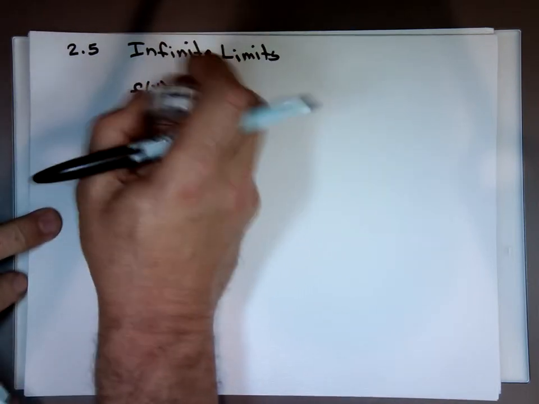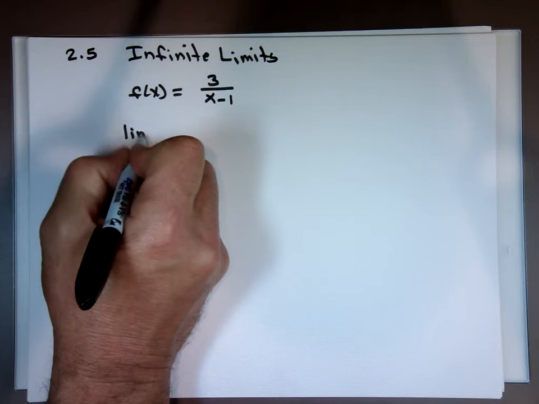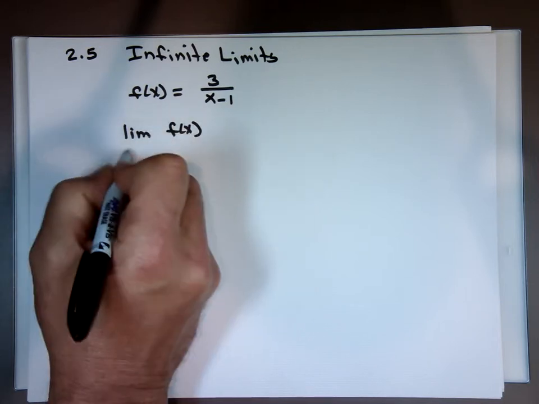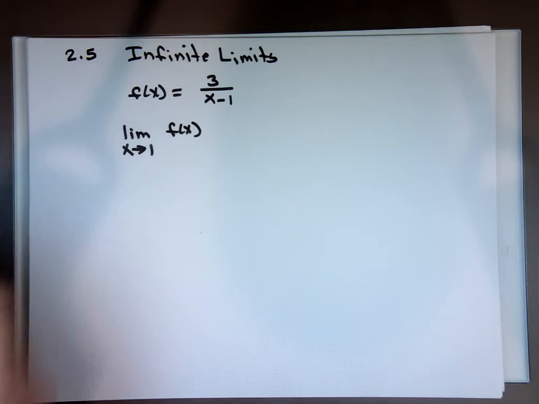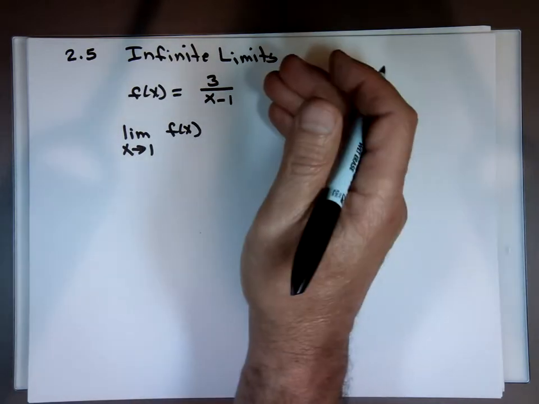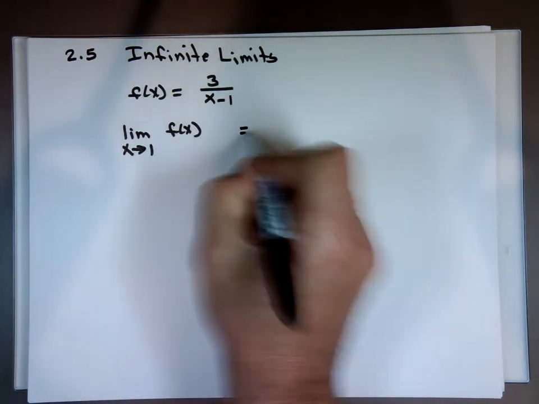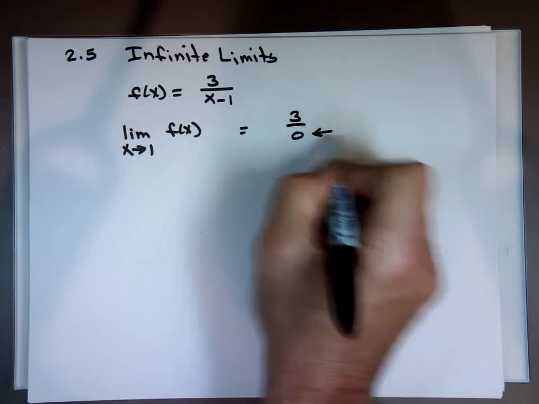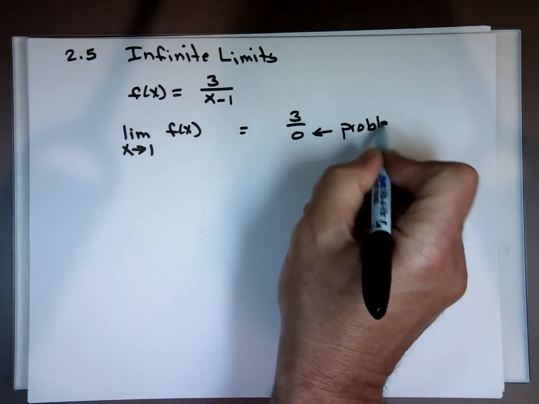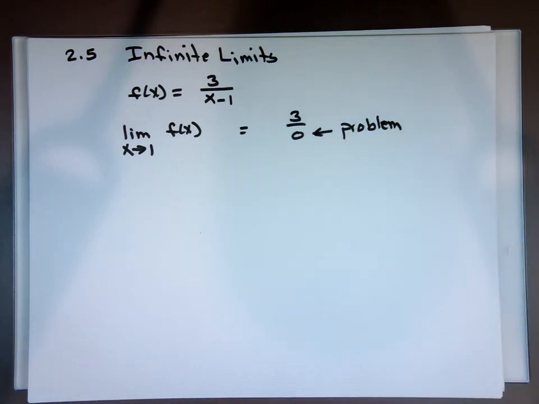Find the limit of f of x as x approaches 1. And again, if you try direct substitution, you have what? 3 over 0. So you really can't do direct substitution. Can we simplify? Can we factor it? Can we do something about it? No.